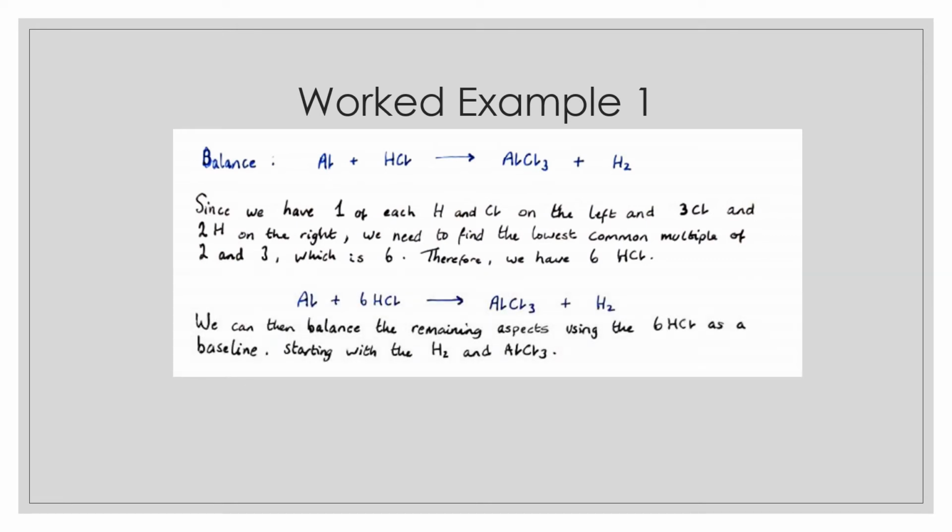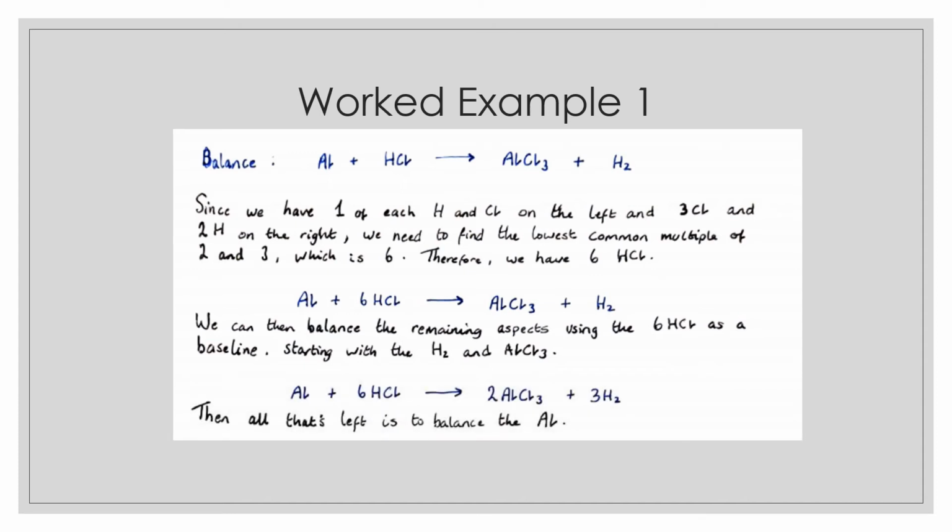The next step is to balance the hydrogen and chlorines. So on the left we have 6 chlorine atoms, and on the right we have 3. So if we put 2 in front of the AlCl3, then we have the correct number of chlorines. Then we can balance the hydrogens. If we have 6 hydrogen on the left and 2 on the right, we need to put a 3 in front of H2, which also balances the hydrogen atoms.